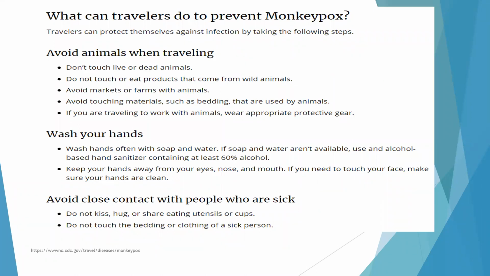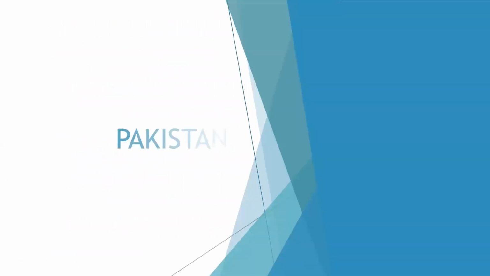Also, wash your hands with soap and water, and a hand sanitizer with at least 60% alcohol is recommended. Keep your hands away from your eyes, nose, and mouth, and avoid close contact with people who are sick. So these are the guidelines majorly for travelers.